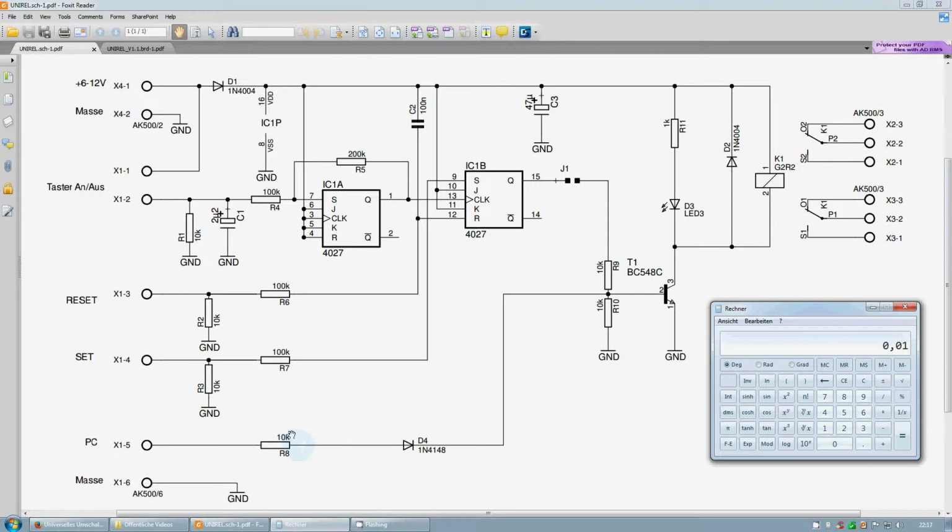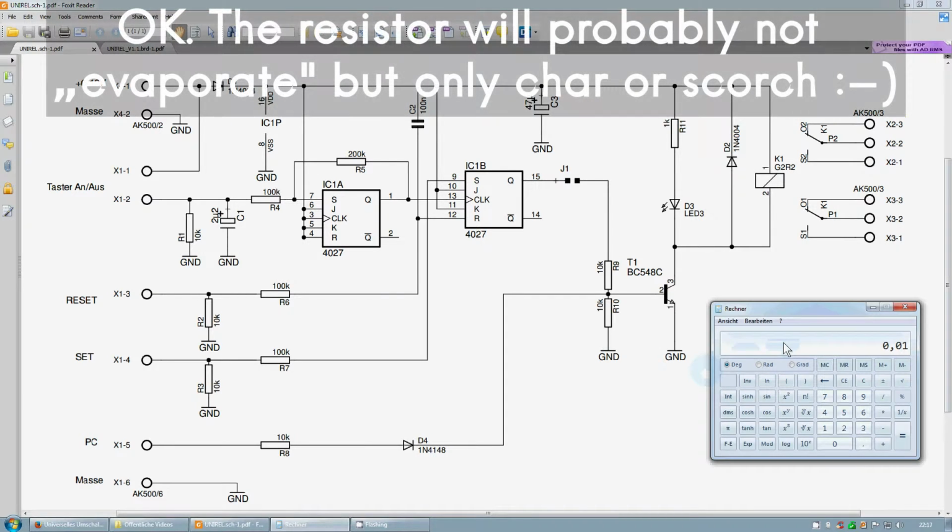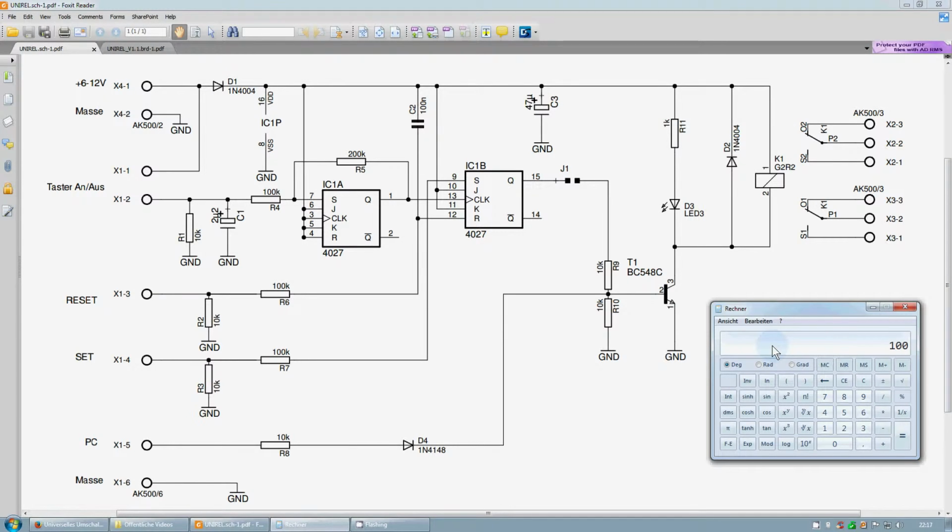Of course, if you put a low impedance voltage source of 100 volts for a longer duration on the PC input, then R8 will evaporate in the end, because the power that is generated with 100 volts over R8 is simply 100 squared divided by 10K, which gives 1 watt of power that is generated as heat in R8, and this will finally destroy R8.